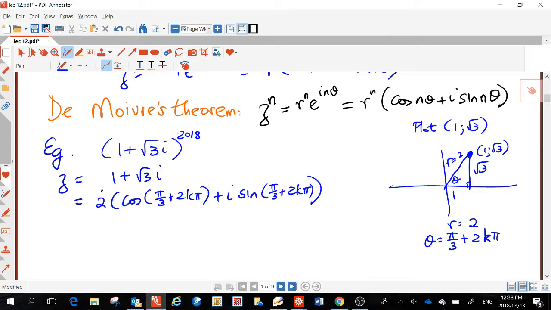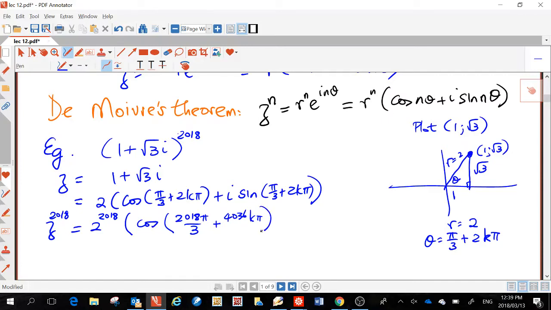So if I take z to the power 2018 now, which is what I want, it will be 2 to the power 2018 cos of, now I must multiply 2018 into the bracket. So it's 2018 pi over 3 plus 2 times 2018, 4036 k pi.